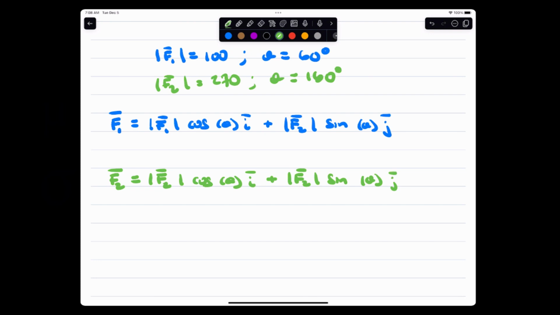Okay, you guys okay with that? So, 100 cosine 60 degrees, is that right? And this is 100 sine 60 degrees. So if you want to put everything, you can. And that's our F1 vector. Here's I.